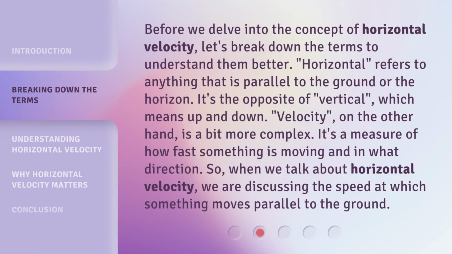Before we delve into the concept of horizontal velocity, let's break down the terms to understand them better. Horizontal refers to anything that is parallel to the ground or the horizon. It's the opposite of vertical, which means up and down. Velocity, on the other hand, is a bit more complex. It's a measure of how fast something is moving and in what direction. So, when we talk about horizontal velocity, we are discussing the speed at which something moves parallel to the ground.